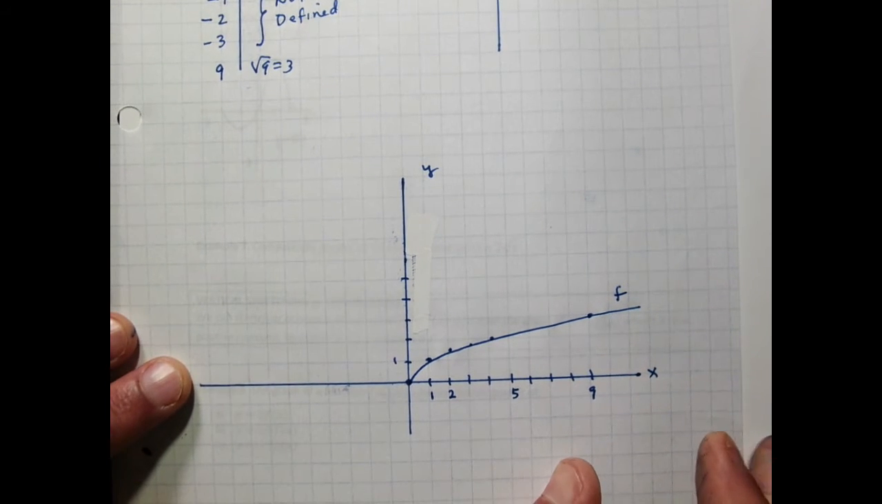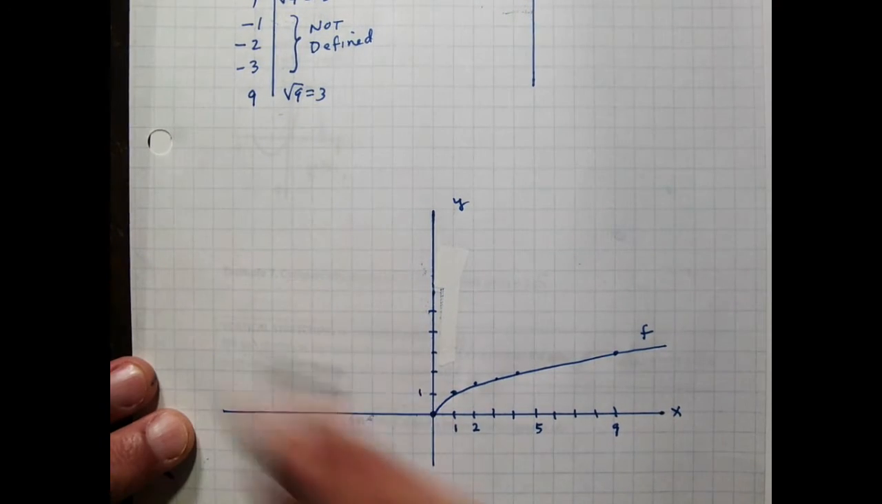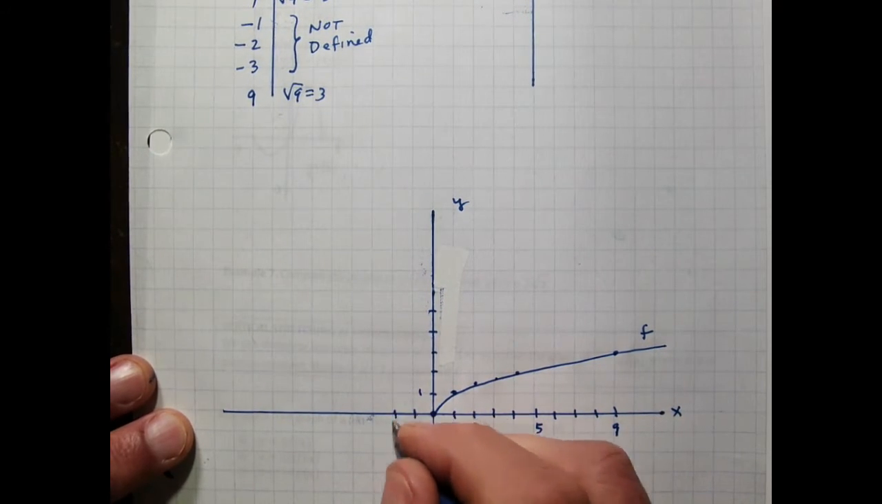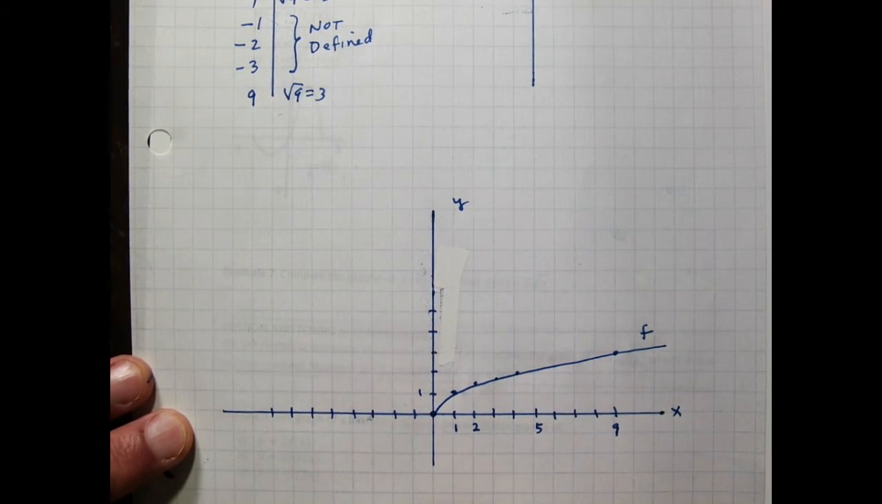It only exists to the right of the y-axis, right? There's no portion of the graph to the left of the y-axis. There's no portion of that graph below the x-axis. That's the square root function.